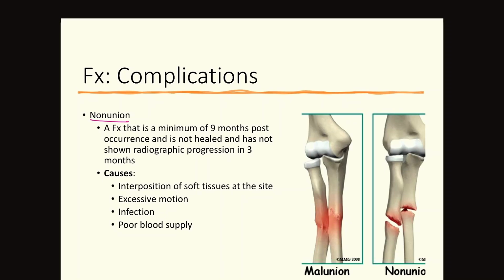First one is a non-union. For it to be a non-union, the fracture must be a minimum of 9 months post-occurrence. So if it's a year later, it's not a non-union, something else happened. So 9 months or less, it's not healed, has not shown any radiographic evidence of connecting. So that's why I said use the word union. They bring them back together, but we can have a non-union where they don't come together.